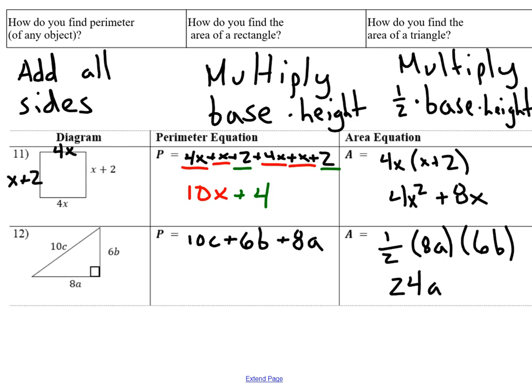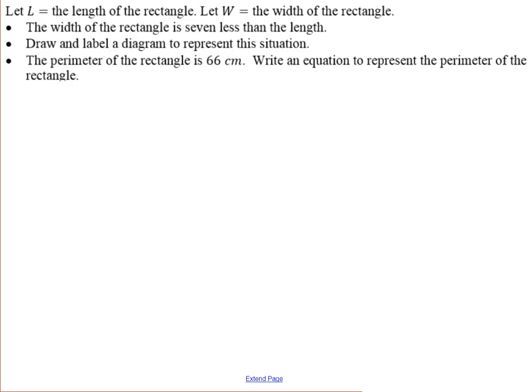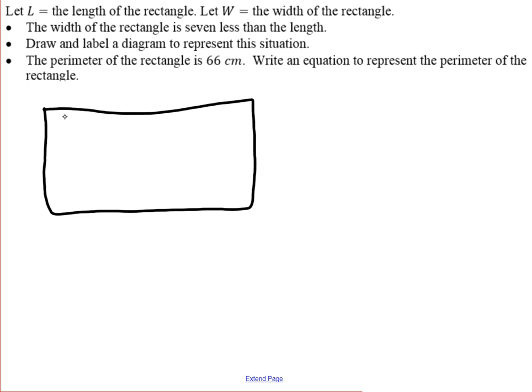Let's go ahead and look at our last example here. It says, let L be the length of the rectangle, let W be the width of the rectangle. It says the width of the rectangle is 7 less than the length. Draw and label a diagram to represent this situation. So let's go ahead and draw a rectangle. Okay. It says that the width of the rectangle is 7 less than its length. So if our length is L, we know we have our length minus 7 is going to be the width of the rectangle. So I've now drawn and labeled a diagram to represent that.